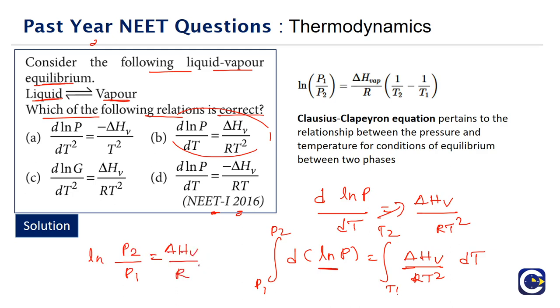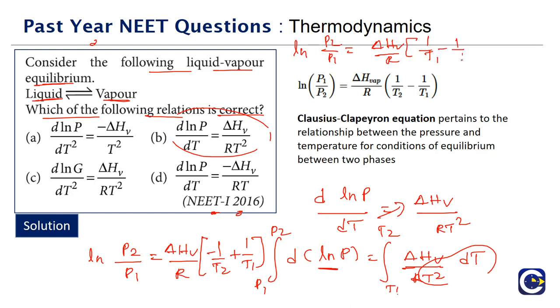On the right hand side we will have delta H evaporation by R, that is a constant, times the integral dT by T square, which will be equal to minus 1 by T. So it will be minus 1 by T2, minus of minus 1 by T1 means plus 1 by T1. So what is the form we are going to get? Ln P2 by P1 is equal to delta H evaporation by R into 1 by T1 minus 1 by T2.